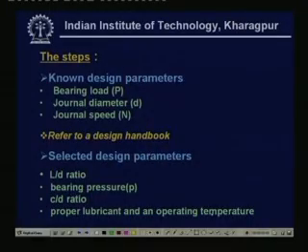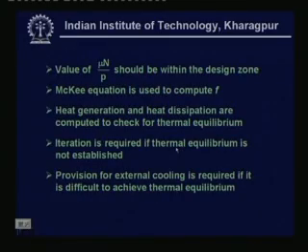So, the idea is that you refer to a design handbook and select design parameters, means these are the design parameter combinations for which you will find the value of mu n by p, that I am just describing in the next slide. Now, the value of mu n by p should be within the design zone, no explanation required, we have already seen it. The McKee equation is used to compute the coefficient of friction f.